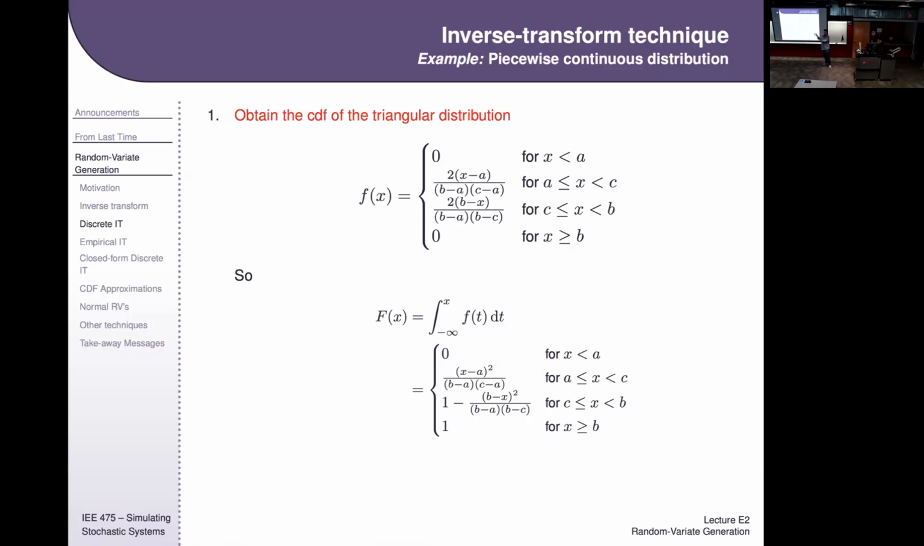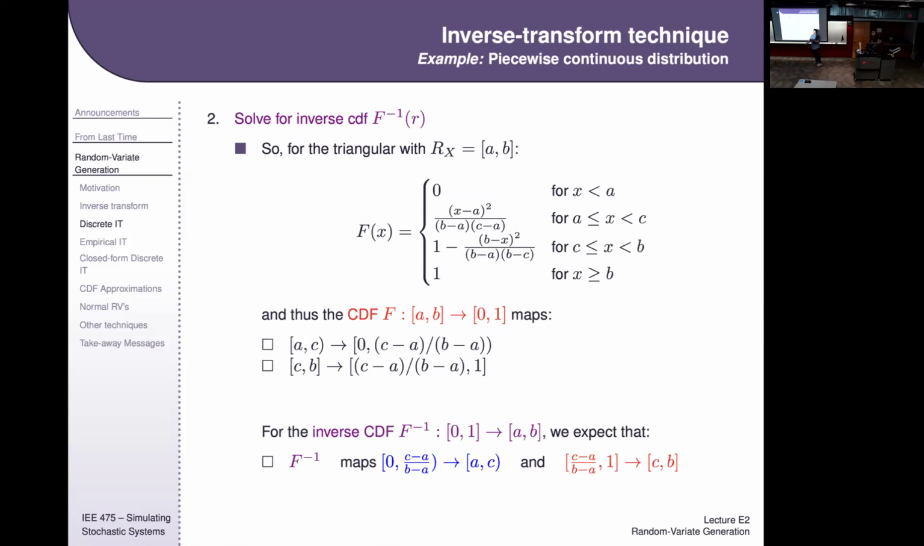So any questions about that triangular distribution? How we got the CDF there? Okay. So that was the first tricky part, getting those limits and everything correct.